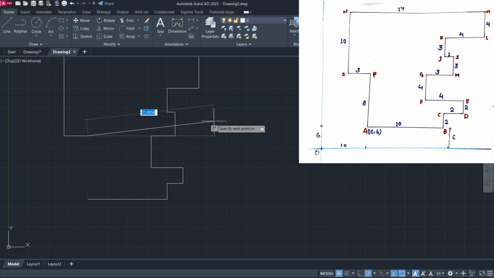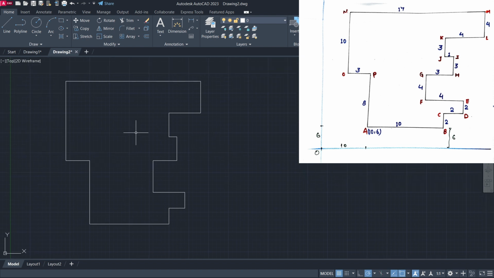Then we have @0 comma minus 8 and enter, and then press the ESC button. Here you can see the figure has been drawn by the relative coordinate system also. So in this way we can use the absolute coordinate system, the relative coordinate system and the polar coordinate system if we know the location of our points very well. So either to plot the points or to draw the lines, we can use the coordinate system in AutoCAD.